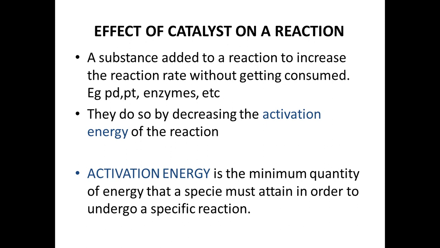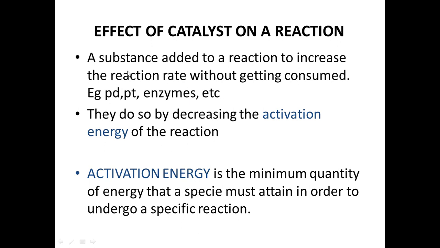Let's come to the effect of a catalyst, as we said earlier, on a chemical reaction. A catalyst is a substance which is added to a reaction to increase the reaction rate without itself being consumed in the reaction. For example, in organic synthesis, you can have palladium (Pd) and platinum (Pt), which are heavy metals used as catalysts, and also enzymes in biological systems, which act as catalysts to speed up biochemical reactions. Pd, Pt, and enzymes are all examples of catalysts which speed up reactions.